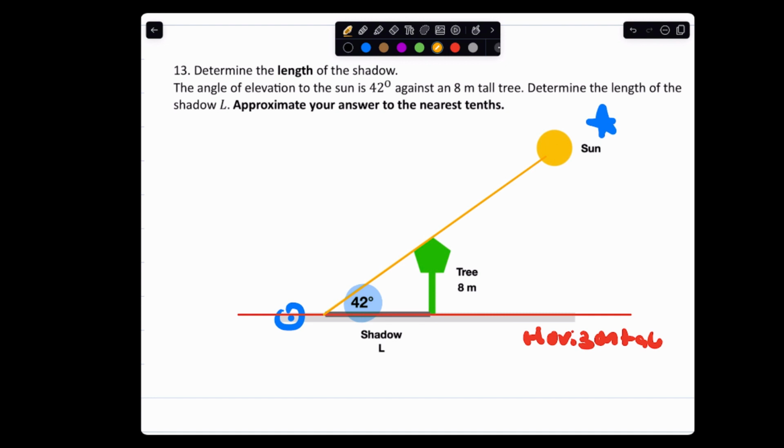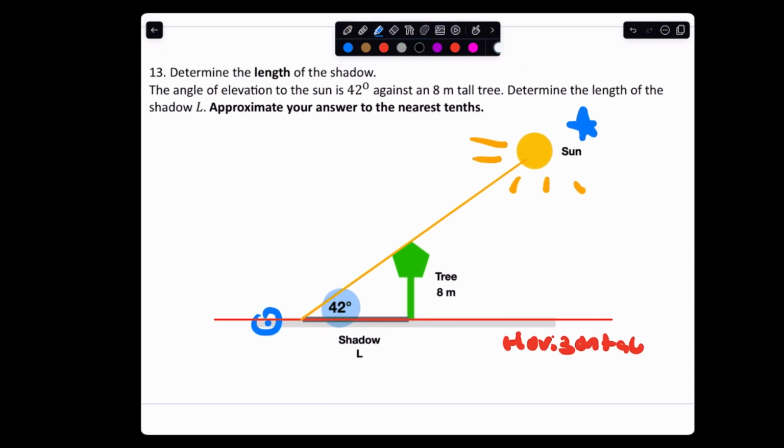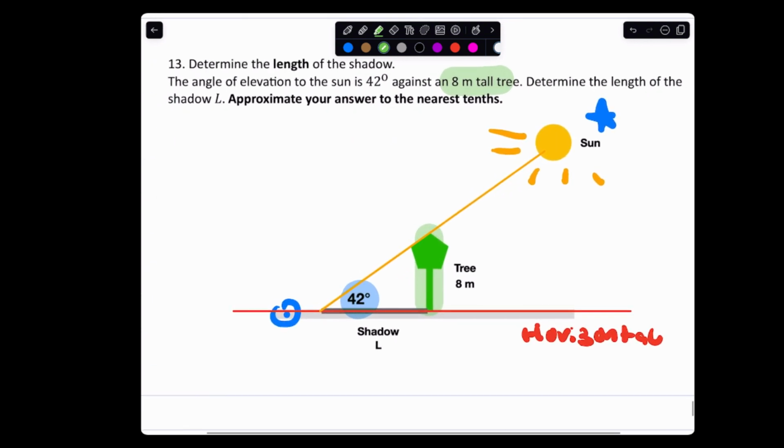Trees cast a shadow too, don't they? Remember these pictures we drew as kids? So the tree is casting another shadow here. And what are they saying? The angle of elevation to the sun, 42 degrees, against an 8-meter tall tree. So this is the height of the tree, 8 meters. Determine the length of the shadow. They call that L, by the way.